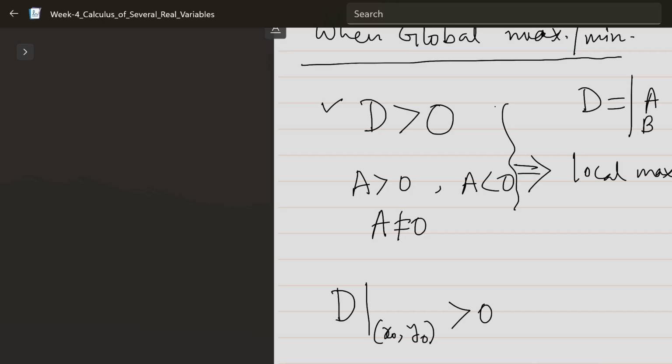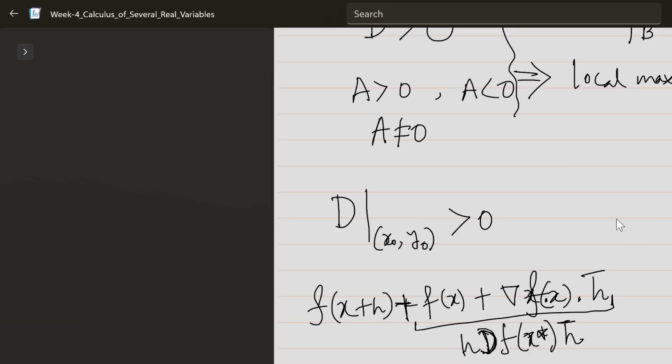This is something you calculate, not for a function of multiple variables. Frankly speaking, this becomes some h into your D. D means the Hessian matrix evaluated at some point x star, into h bar. So it is something like X transpose A X. H is a vector, that's why I put h bar.